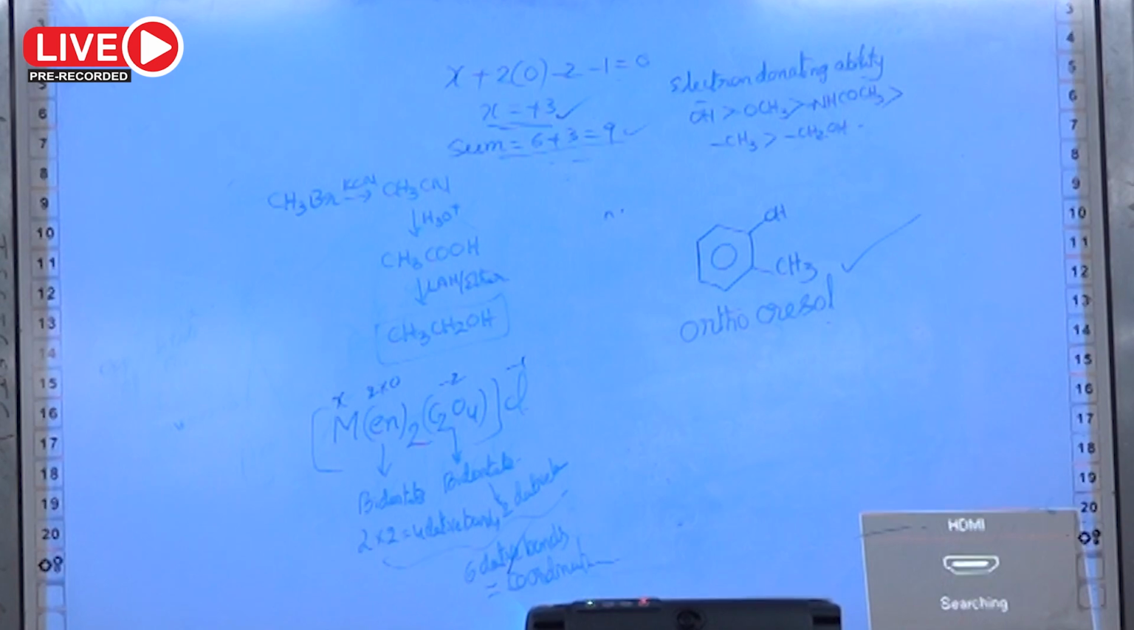Electron donating ability: OH greater than OCH3 greater than NHCOCH3 greater than CH3 greater than CH2OH.